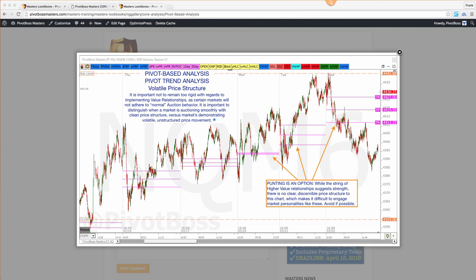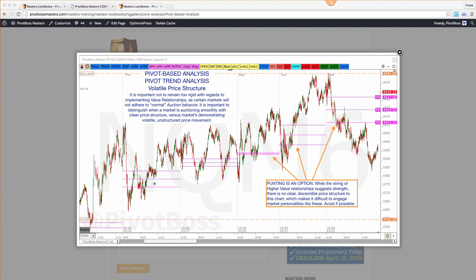So you have to know that punting is an option. It's okay to not trade a chart. It's okay not to engage a chart if it's not demonstrating the proper price-based principles that really allow for a better trading environment, right? This right here, higher value the whole way, and yet it's all over the place, not clean at all. And so that makes it very difficult.